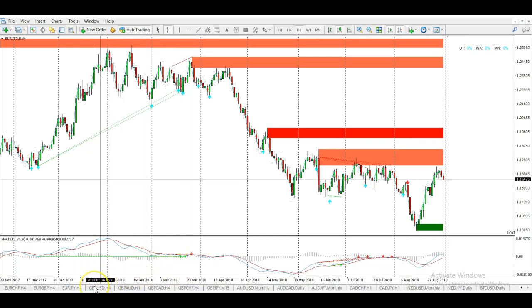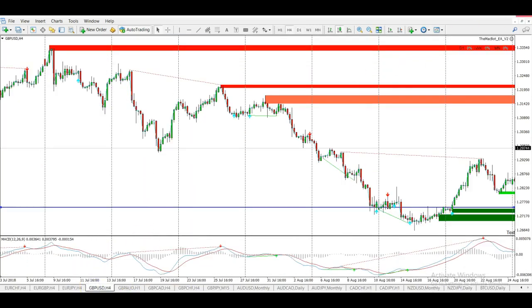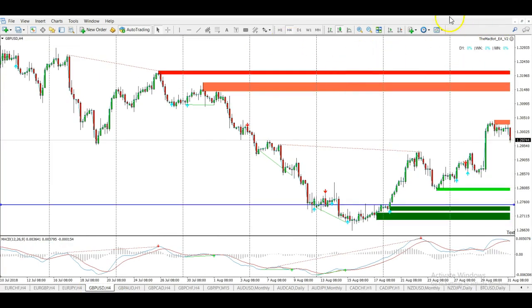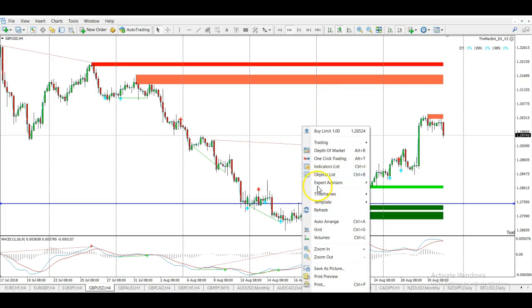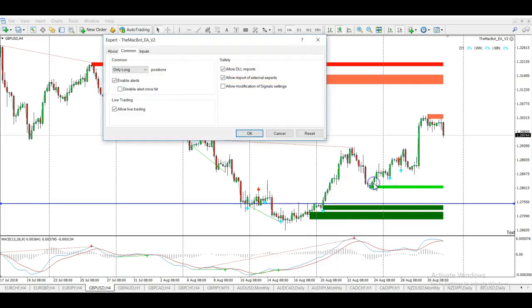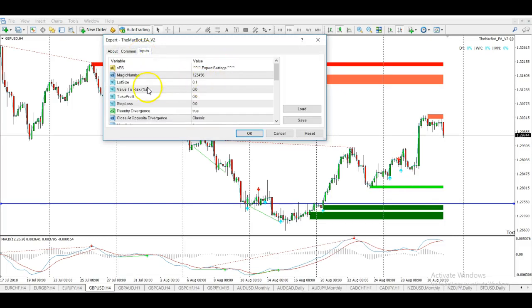Okay, so what we're going to look at is the actual MacBot. This is here, the MacBot EA. I'm going to show you how it works here, and I'm going to show you a current signal that just happened. So we'll just go to the expert advisors. You can see we're going to go to inputs here. So this is the inputs, this is the settings.